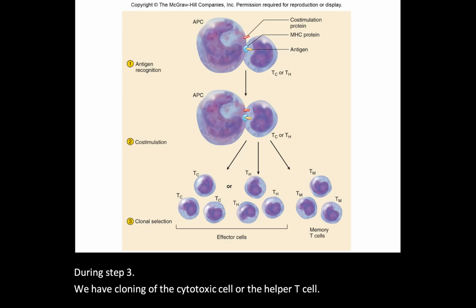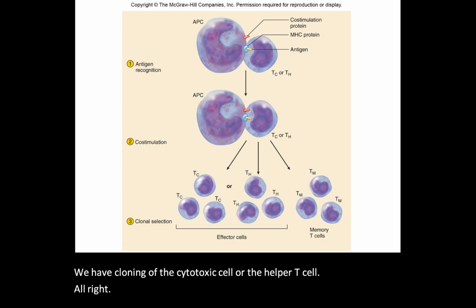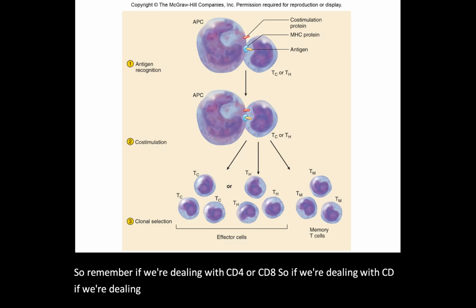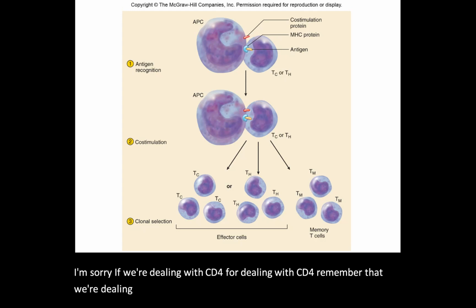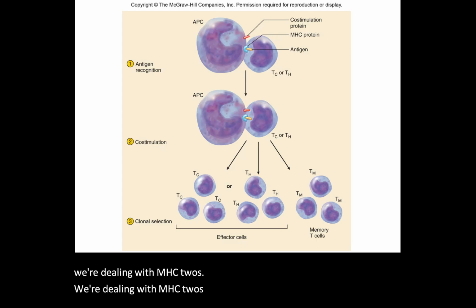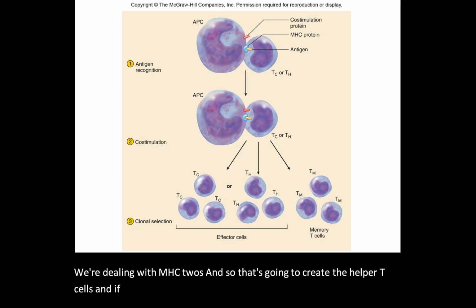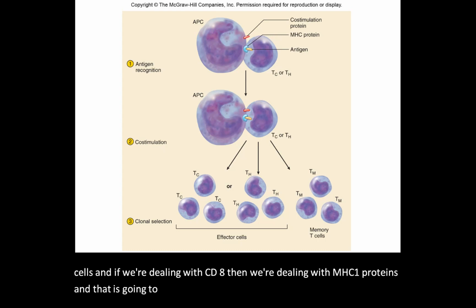So remember, if we're dealing with CD4, remember that we are dealing with MHC2s, and so that's going to create the helper T cells. And if we're dealing with CD8, then we're dealing with MHC1 proteins, and that is going to generate the cytotoxic.